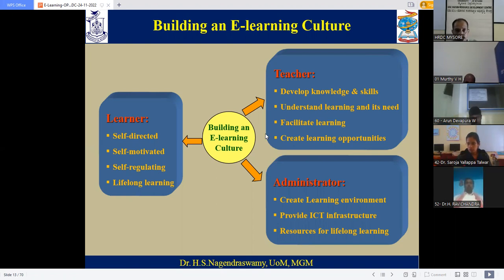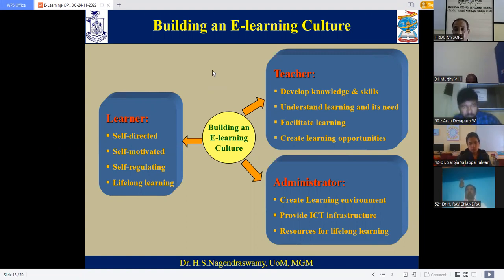I spent some time on this slide so that we can understand e-learning culture, and the rest of the things I will continue after the break. So now, when it comes to building an e-learning culture, it has become inevitable for every educational institution that somehow we have to adopt this e-learning culture.